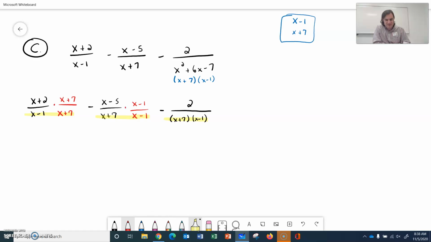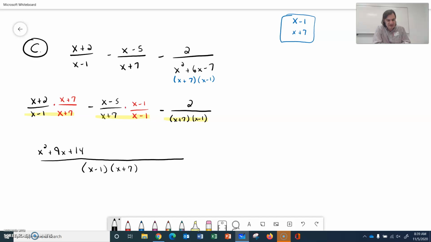So we can combine them into one big fraction with that denominator of x minus 1, x plus 7. But we need to clean up the top. Unfortunately, I've got some multiplication to do, but let's see what happens. So the first fraction, the numerator was x plus 2 times x plus 7, so I've got to FOIL that out. So x squared plus 9x plus 14.